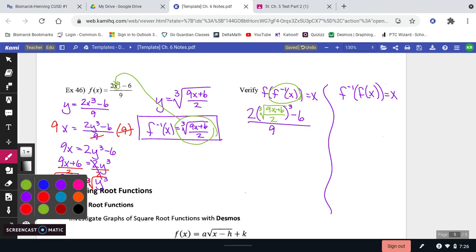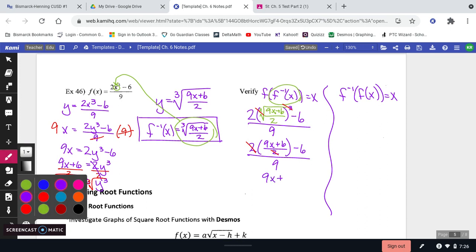Okay, so this cube root gets canceled out by the exponent of 3. So this becomes 2 times this fraction all over 9. So then we're going to be able to reduce again, this 2 here, this 2 there. So you get (9x plus 6 minus 6) divided by 9. So again, your 6's cancel, and now you have 9x over 9, and that would simplify to x. Okay, now other direction.